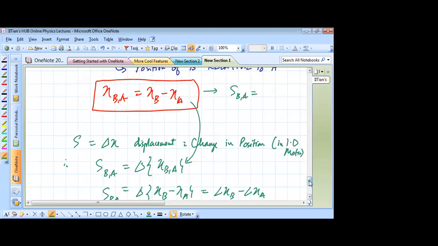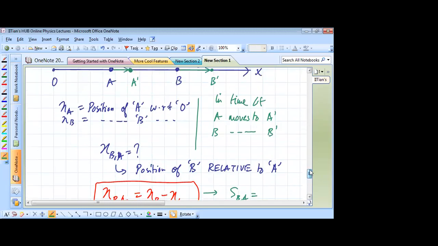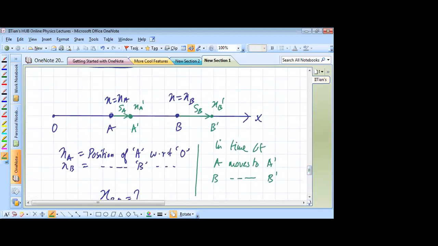If you go back to the diagram here, A's position has changed from here to here. So A's displacement is just this arrow from here to here, which is the final coordinate minus the initial coordinate. In a sense you can say it is distance, but with an algebraic sign. It will have either a plus sign or a minus sign, so that's why it becomes a vector. Similarly, B's individual displacement is this, from xb to xb prime.